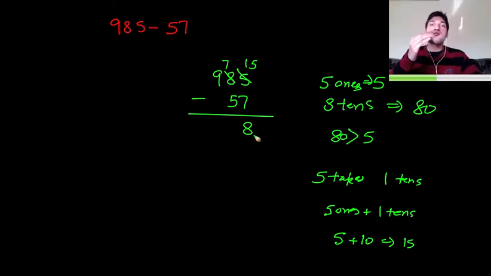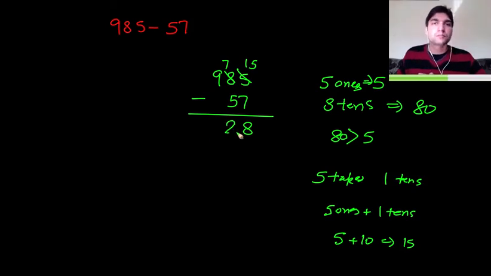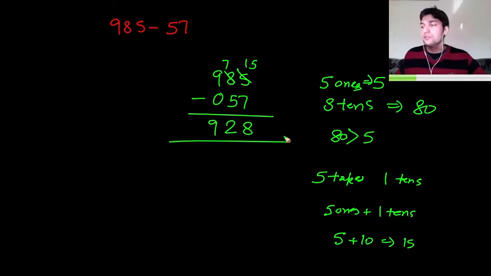And 7 minus 5 tens. So now it is 7 tens and 5 tens. Or we can simply subtract 7 and 5 because they're in the same column. So 7 minus 5 will be 2. And 9 minus, we don't have any number there, we can assume it to be 0. So 9 minus 0 will be 9. So the answer will be 928. So I hope that's clear now.